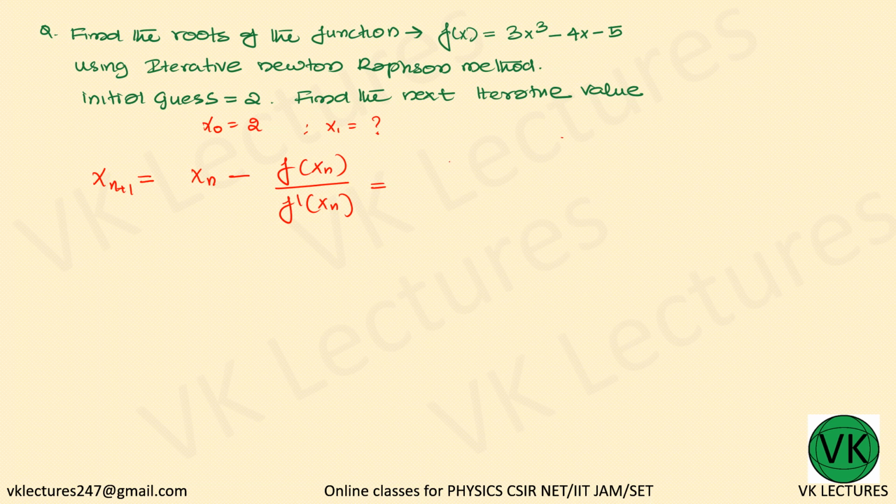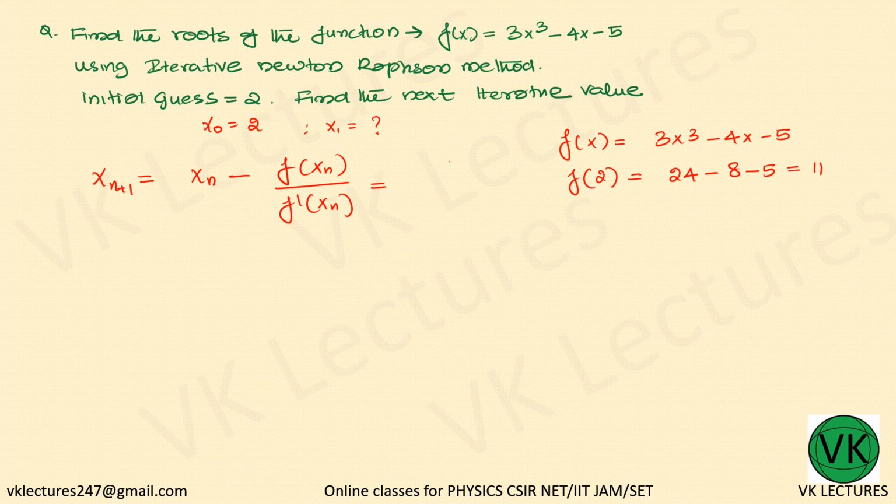f of x is equal to 3x cube minus 4x minus 5. So f of 2 will be equal to 3 times 8, that is 24, 24 minus 8 minus 5, 13, that is equal to 11.